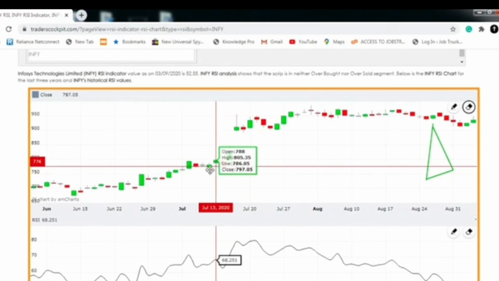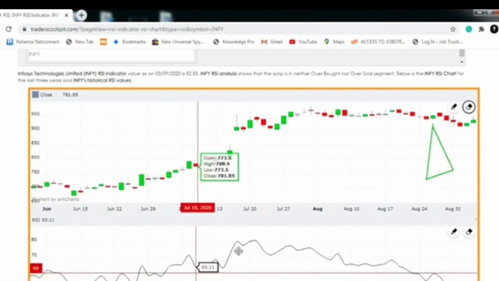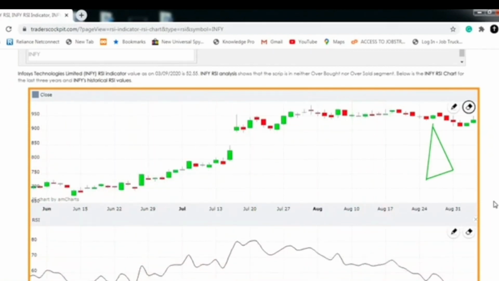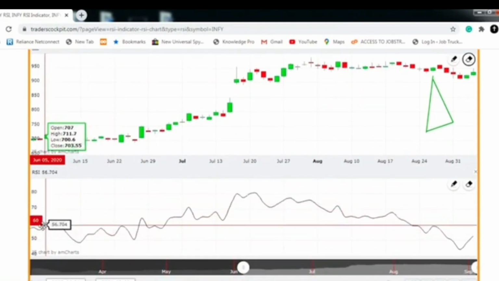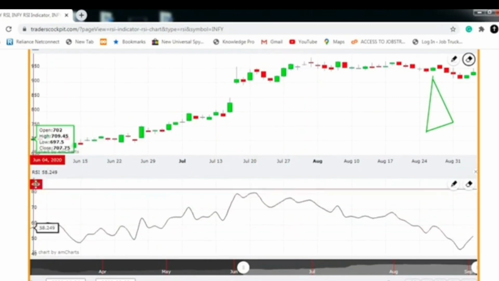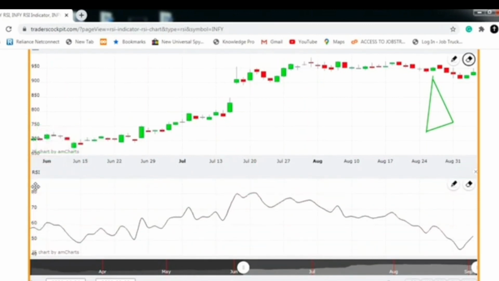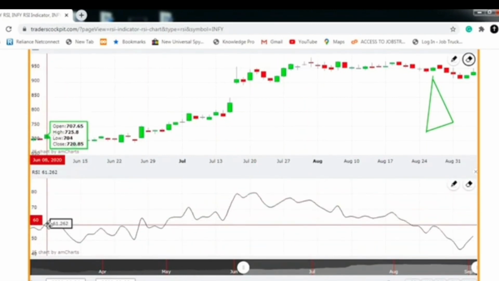So let us look at how the stock fluctuates. Okay, let us have a look at that. And the one which you see downwards is the RSI. This is the calculation of the relative strength index. It is 0 to 100. You can see here each day's RSI value.